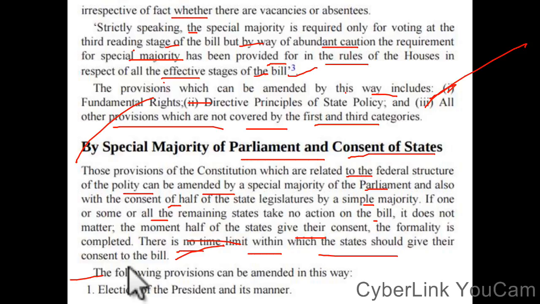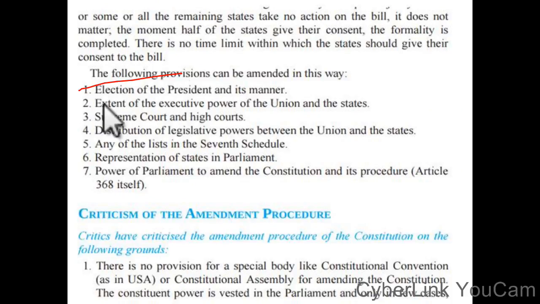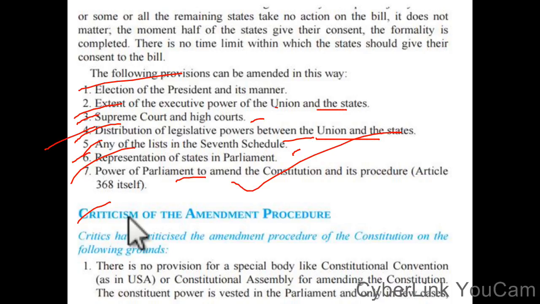The following provisions can be amended in this way: election of the President and its manner, extent of the executive power of the Union and the States, Supreme Court and High Courts, distribution of legislative powers between Union and States, any of the lists in the Seventh Schedule, representation of the States in Parliament, and the power of Parliament to amend the Constitution and its procedure, that is, Article 368.